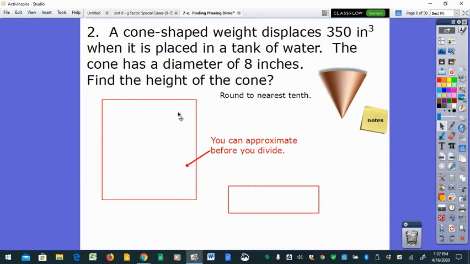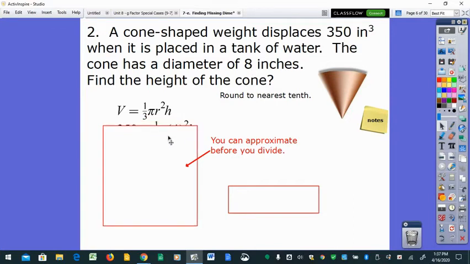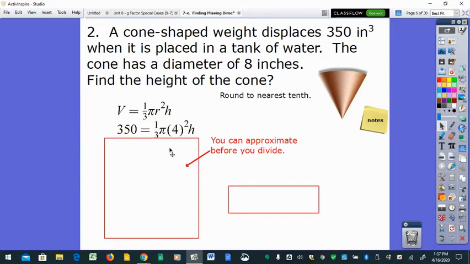First thing I'm going to do is get that formula there. There is the volume of a cone, 1/3 pi r squared times h. The V leaves. The 350 will take its spot. And careful, we need a radius. Since we have a diameter, the diameter is the big guy. We need to cut him in half to get the radius. So do you understand these substitutions?